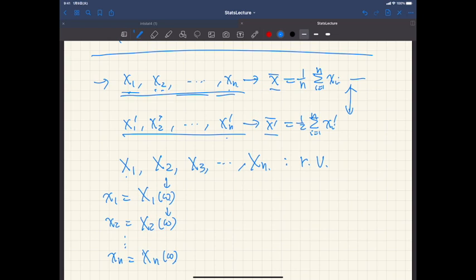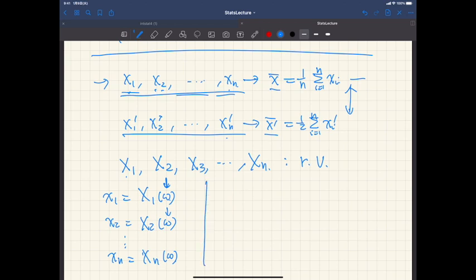So maybe this omega can be considered as the year which is picked randomly, or any other possible contingency which can occur. But this can be anything actually. This omega can be anything, but it just represents some random sampling.